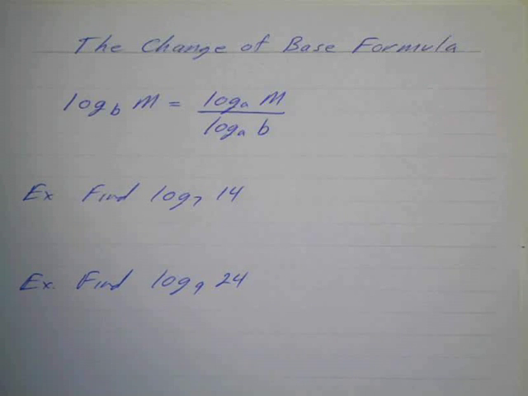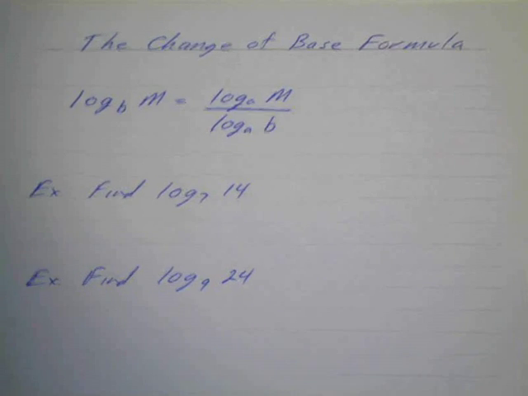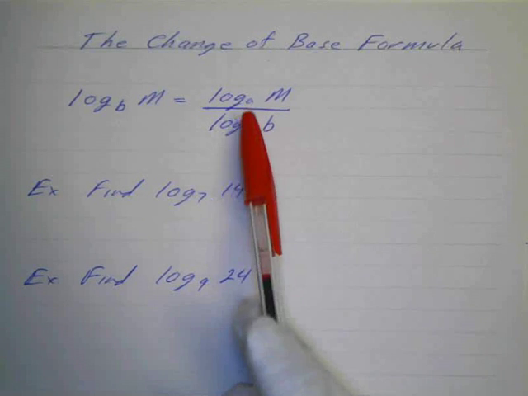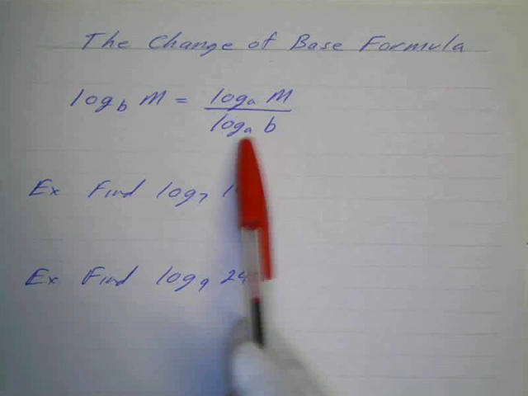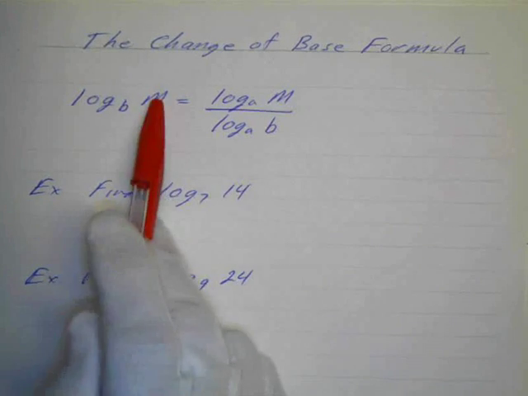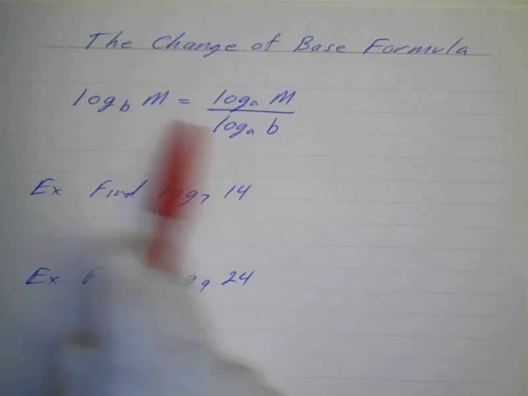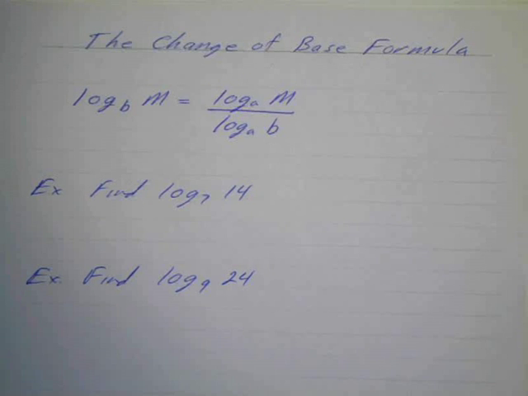So here's some notes on the change of base formula, and it's pretty easy. The change of base formula basically says that the log to the base b of m can be written as the log to the base a, some other base, of m over the log to that same base a of b. And you can just see this m goes on the top and this b goes on the bottom, so this is higher than that, so it's pretty easy to remember it.